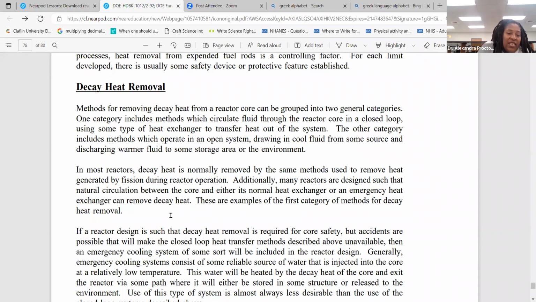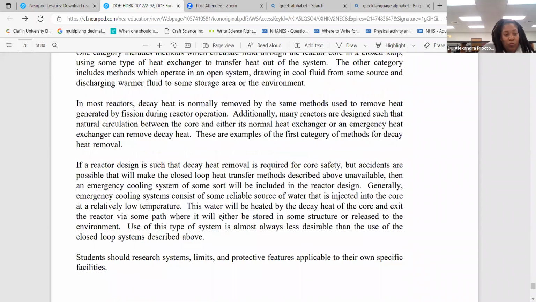In most reactors, decay heat is normally removed by the same methods used to remove heat generated by fission during reactor operations. Additionally, many reactors are designed such that natural circulation between the core and either its normal heat exchanger or emergency heat exchanger can remove that decay heat. These are examples of the first category methods for decay heat removal.